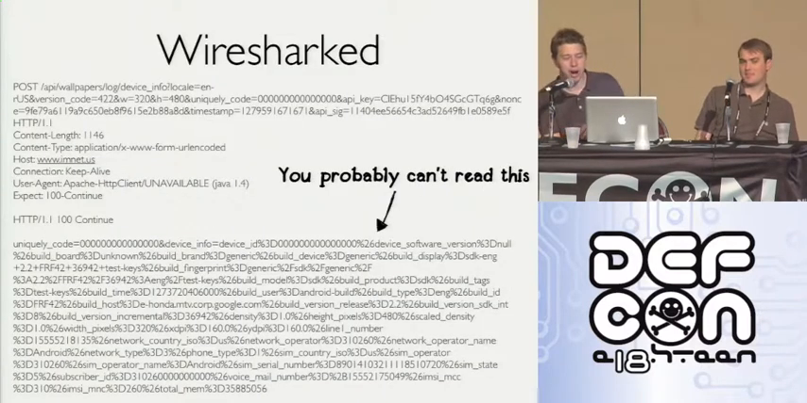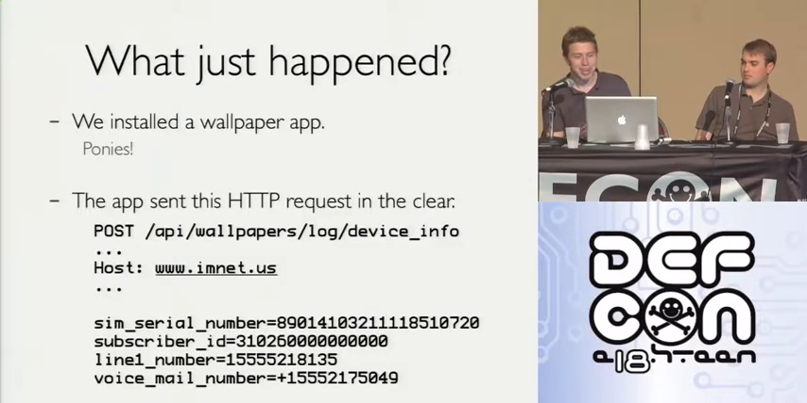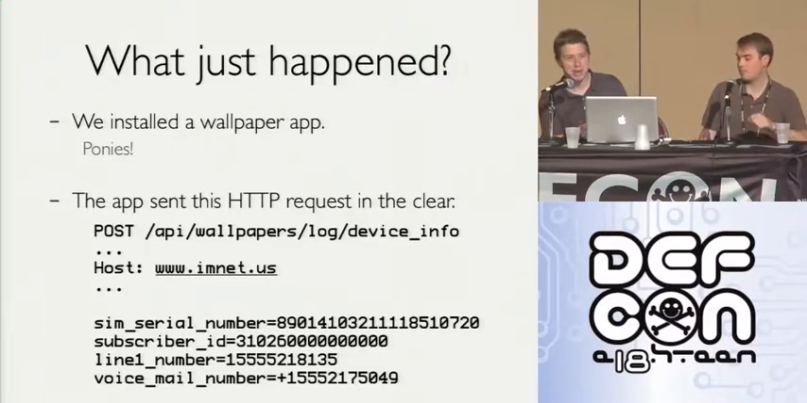Okay, so good friend Wireshark, and none of you can read this. But this is what happened. We installed the wallpaper app, ponies. Then we saw this HTTP request in the clear being sent to a server. My SIM serial number, my subscriber ID, my phone number, and my voicemail number. In the clear. In the clear. Wait, why do they need my voicemail number?